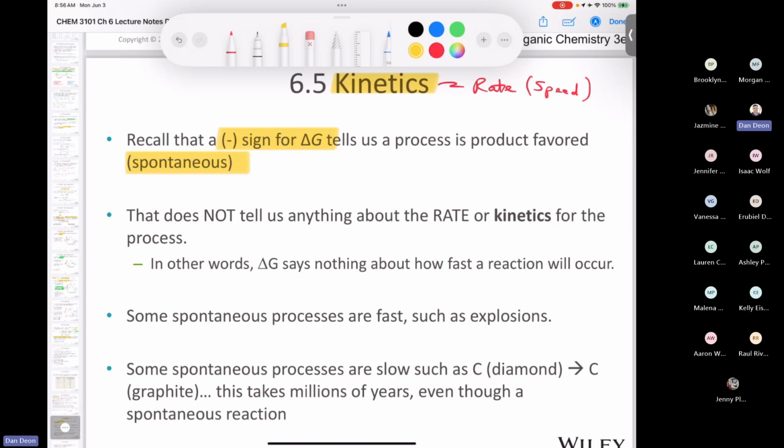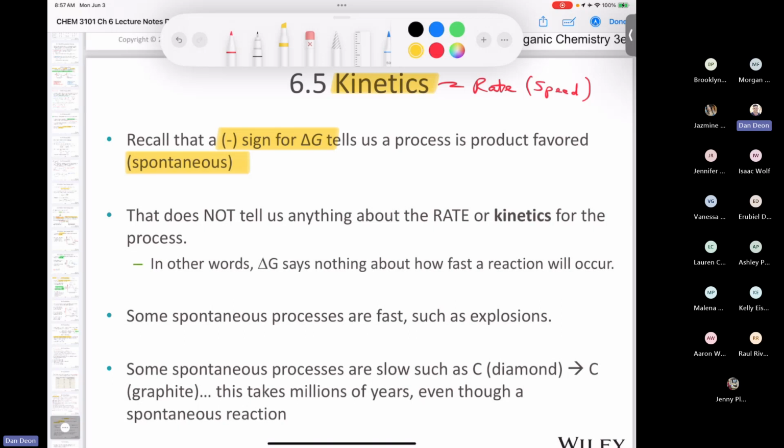So if you haven't thought about this, maybe go take a hike up in the mountains or something and ponder this for a minute. Just because the reaction is spontaneous, the sign of delta G being negative is great. When I see a negative delta G, I'm like, woohoo, this reaction is going to work. But it doesn't tell you diddly squat about how fast the reaction is going to occur. I hope that makes sense.